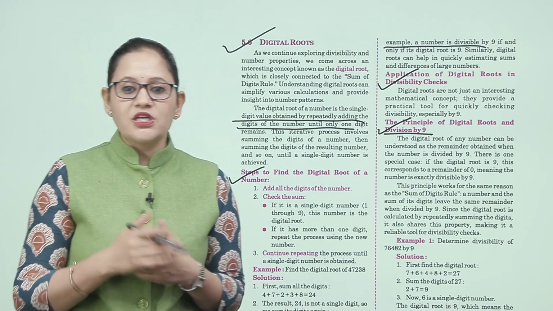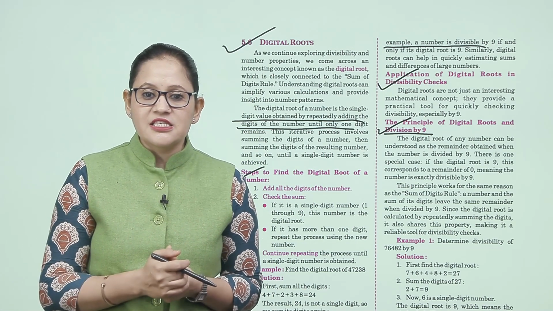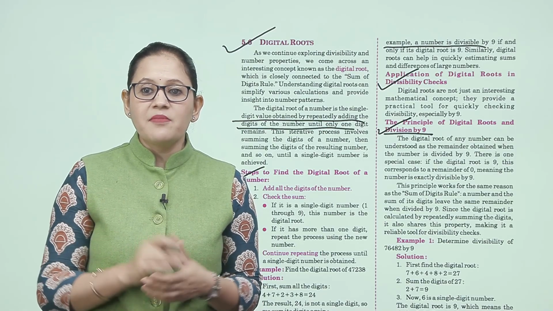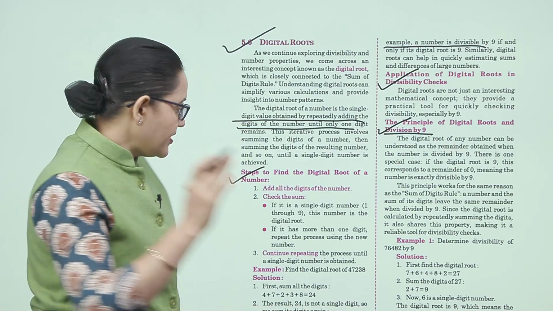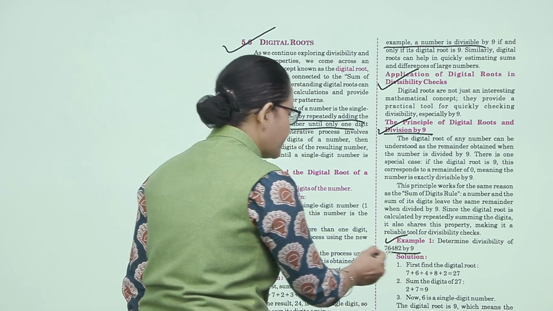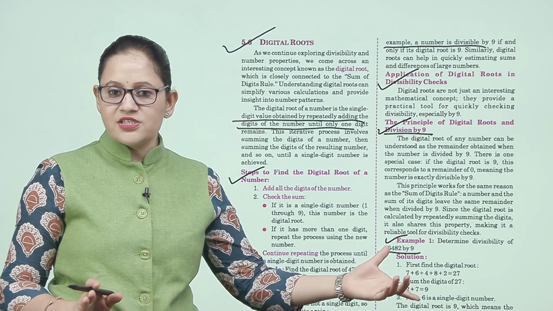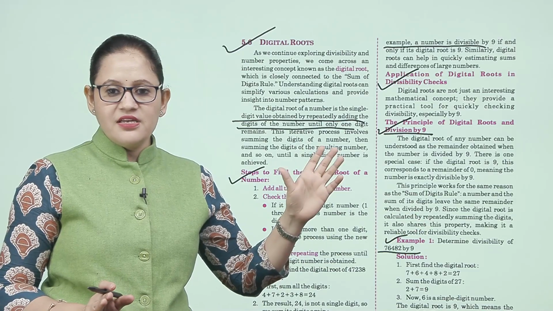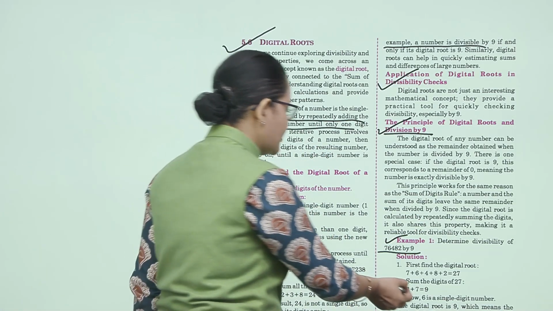Since the digital root is calculated by repeatedly summing the digits, it shares the property making it a reliable tool for the divisibility check. So, we will understand this with the help of an example. We have to determine the divisibility of the given number with 9. Solution: first we will find the digital root. We find the sum of all digits, 27, which is a 2-digit number. So, we will make it a single digit number: 2 plus 7, that is 9.